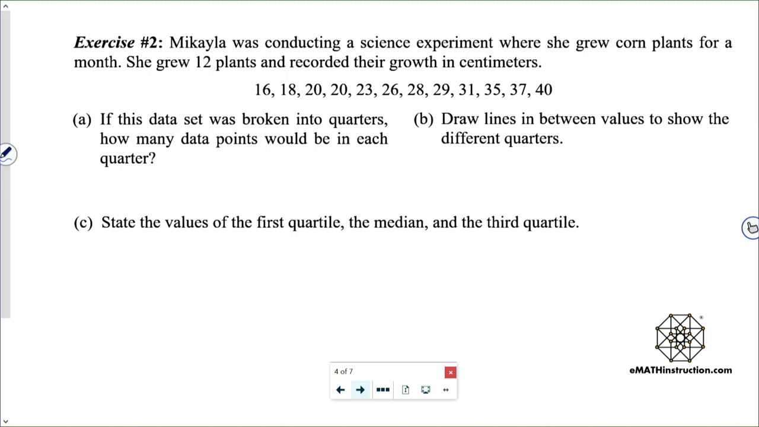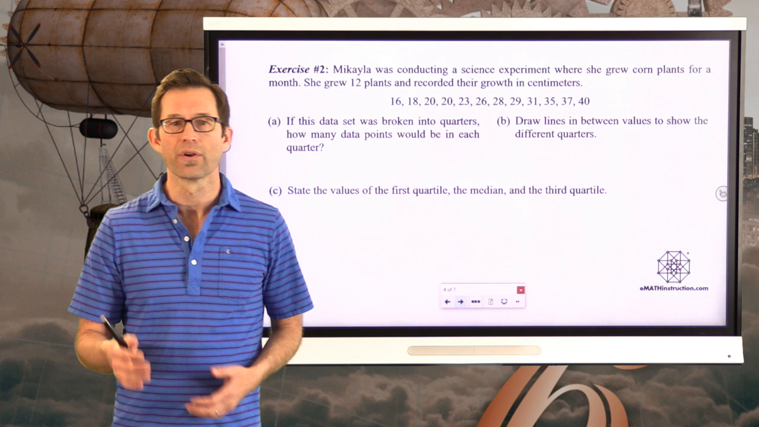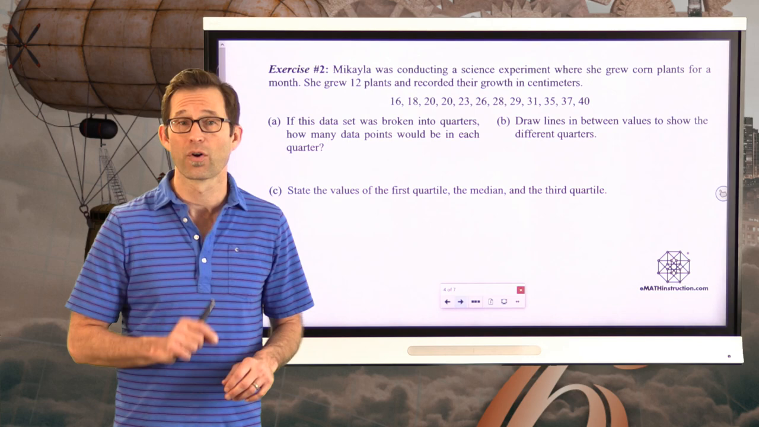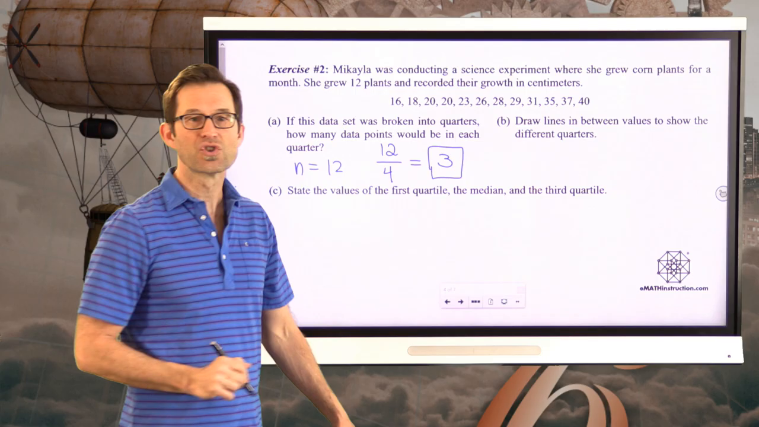Michaela was conducting a science experiment where she grew corn plants for a month. She grew 12 plants and recorded their growth in centimeters. Letter A. If this data set was broken into quarters, how many data points would be in each quarter? Well, that's pretty easy. By the way, in statistics, there are lots of symbols used for various measures. One of the simplest statistical measures is how many data points we have in the data set, and that's almost always represented by the letter N. Not the letter X, but the letter N. So in our case, our data set has 12 values. If we divided that by 4, there would be 3 values in each one of our quarters.